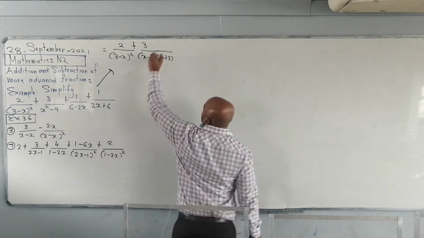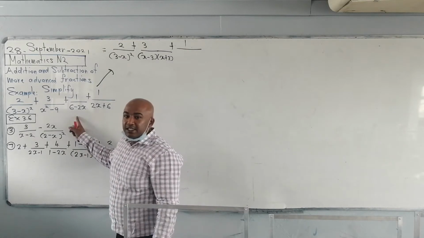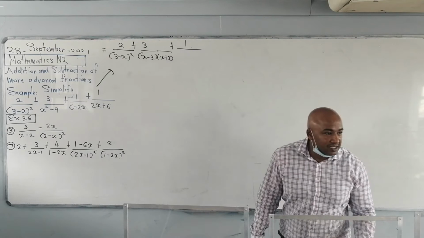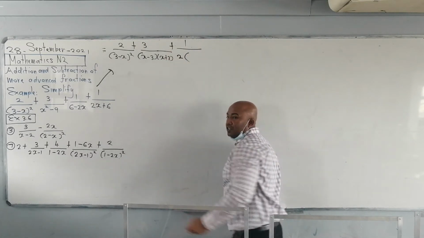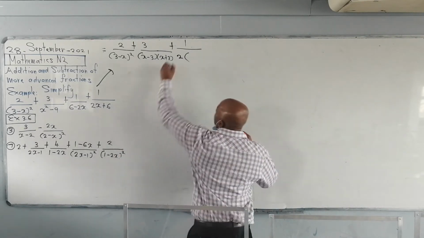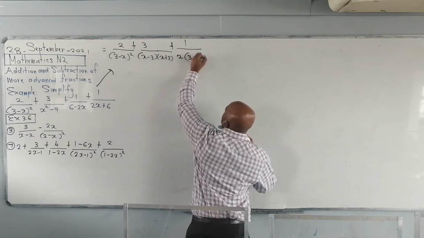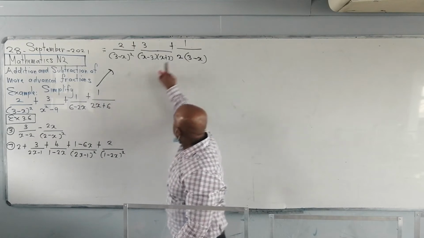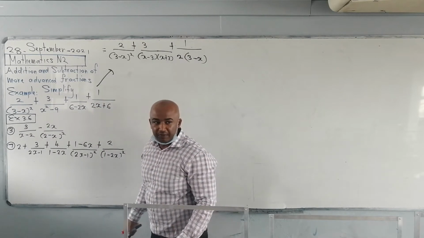Right. Here I got plus 1 all divided by 6 minus 2x. I can factorize that. I can take out 2 as a common factor. So if I take out 2, then 2 times 3 will be 6 and 2 times negative x will be negative 2x. Check it. 2 times 3 is 6. 2 times minus x is minus 2x. Right.